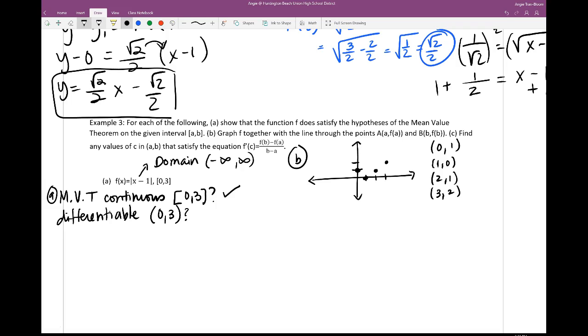So as you can see, it's continuous, but is it differentiable from 0 to 3? The answer is no, it isn't. See the corner right there? So it's not differentiable. So part A says, show that the function f does satisfy the hypothesis of the mean value theorem, which in this case, it does not satisfy, okay?